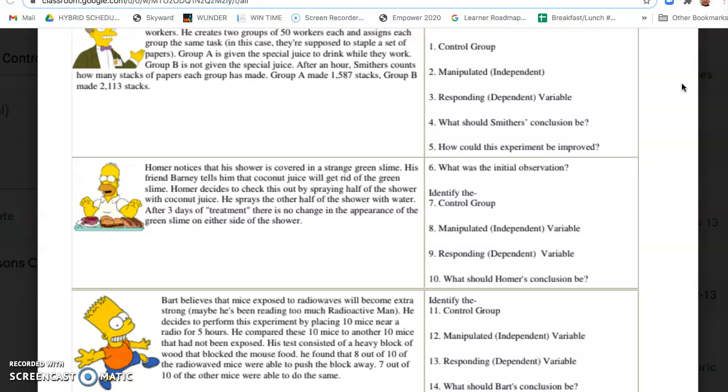What did Homer notice? What's the control group? What did Homer use to compare the coconut juice to? Number 8, what's the independent or manipulated variable? What did Barney tell Homer to use? Number 9, responding. What is supposed to change by using the coconut juice and the water? And what should Homer's conclusion be? This one's pretty obvious when he says that there's no change in the appearance of the green slime.